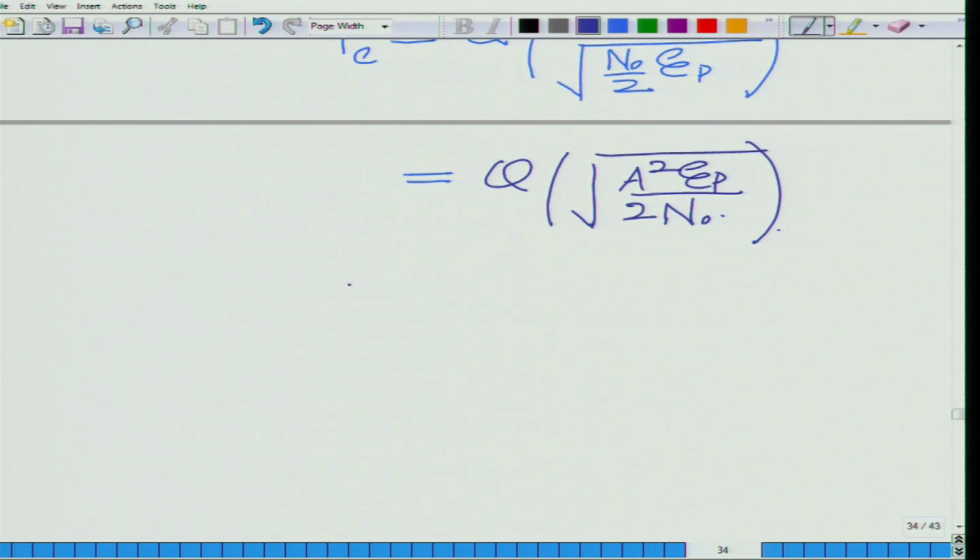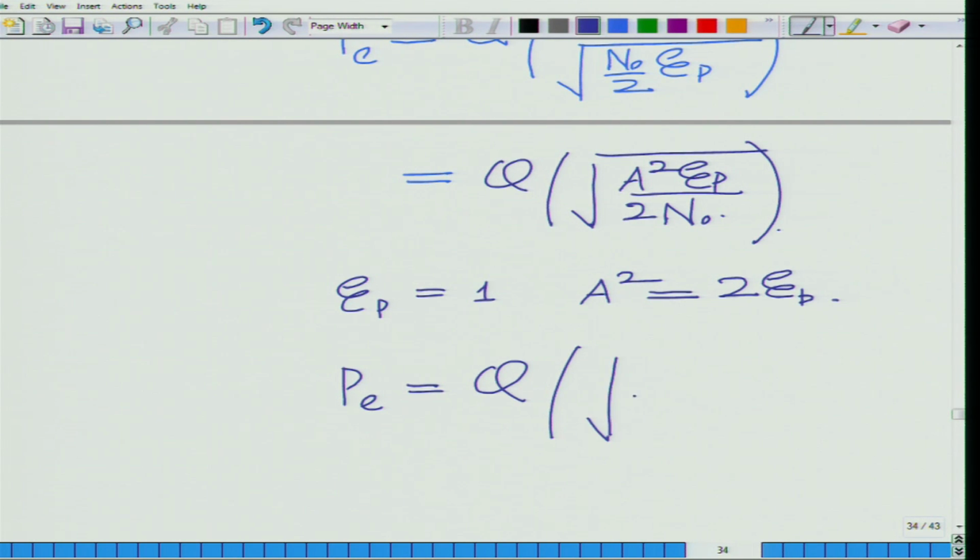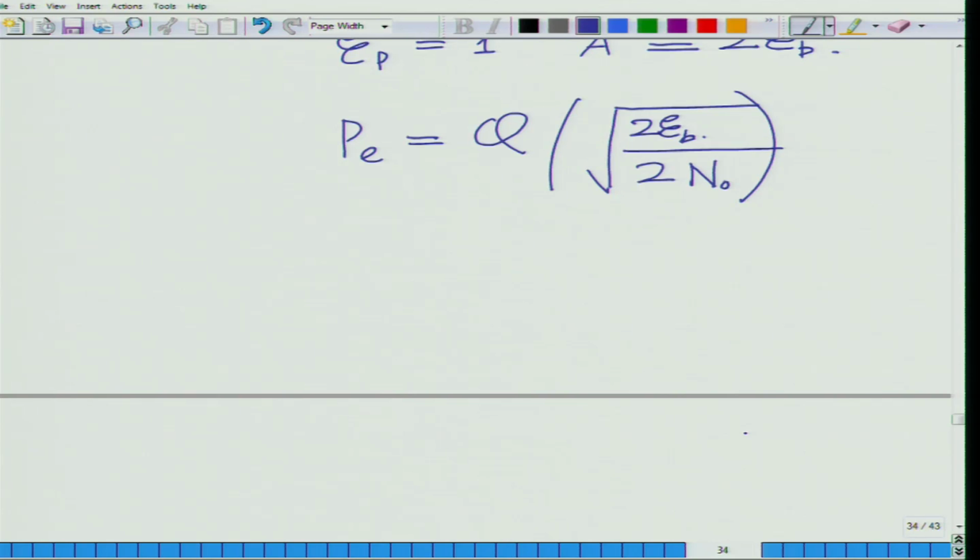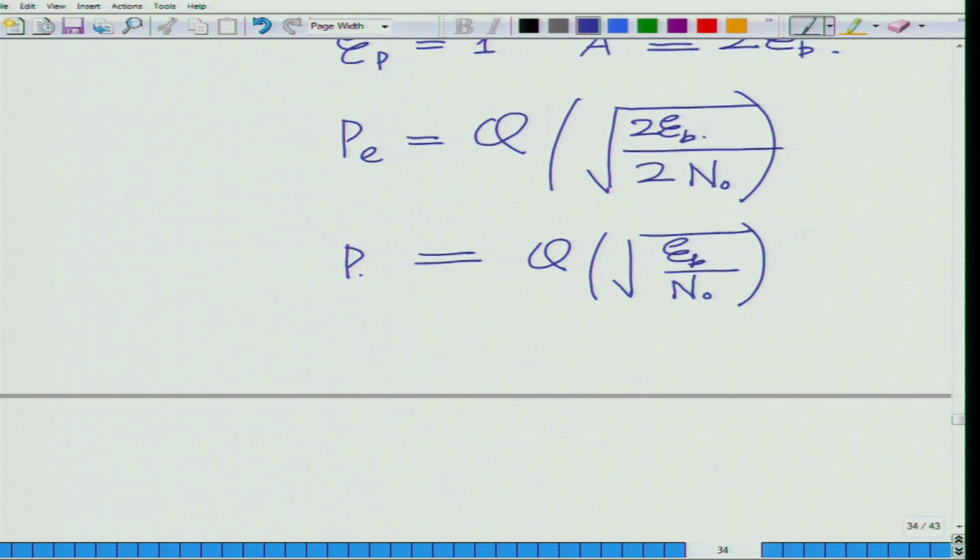Now, substitute E_p equal to 1, that is, the pulse is normalized to unit energy. Remember, we have calculated in amplitude shift keying that for average bit energy E_B, A square must be equal to 2 E_B. So, substituting A square equals 2 E_B, we get P equals Q of the square root of 2 E_B into E_p, which is 1, divided by 2 N naught, which is equal to Q of the square root of E_B over N naught. That is your probability of error.